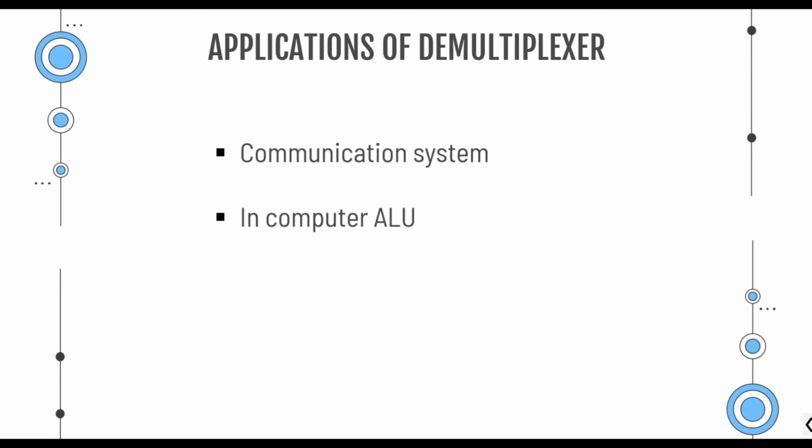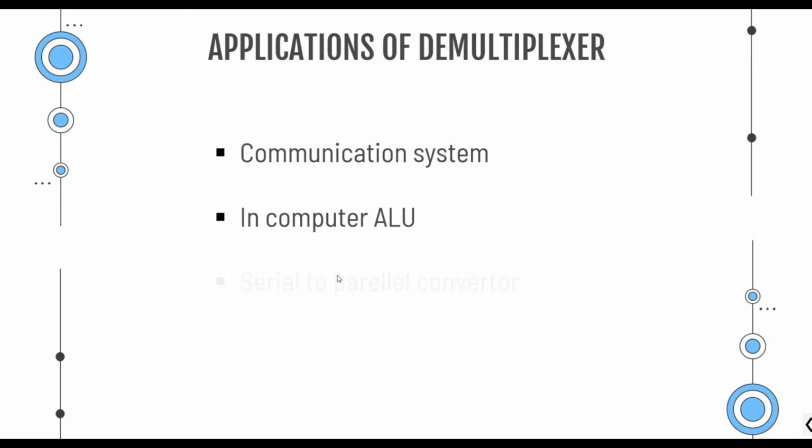The next application is in the computer ALU, which means arithmetic and logical unit. In an ALU circuit, the output of the ALU can be stored in multiple registers or storage units with the help of a demultiplexer. The output of the ALU is fed as the data input to the demultiplexer, and each output of the demultiplexer is connected to multiple registers which can store the data.